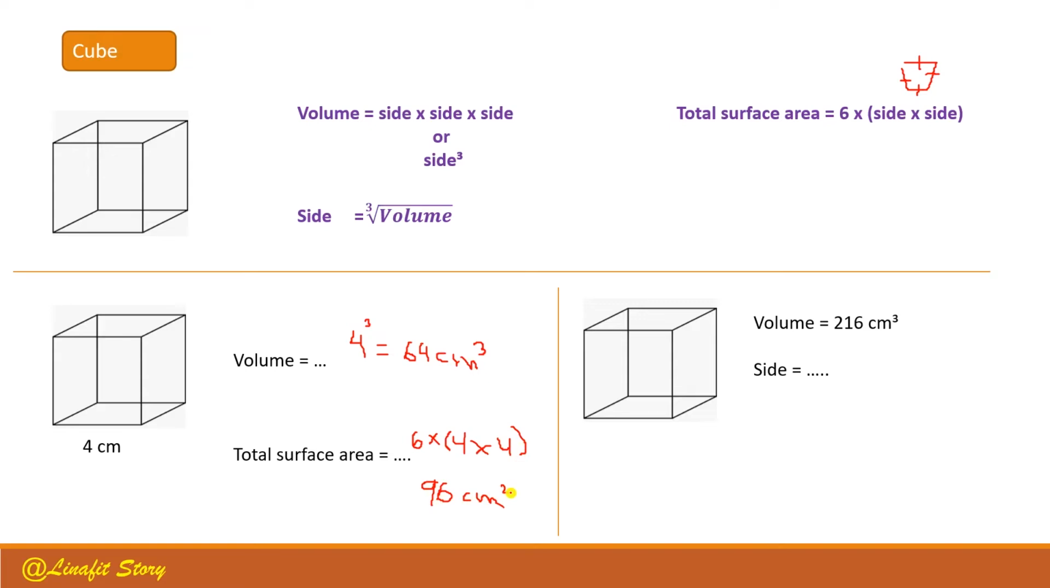And then how to find the length of an edge of a cube? Given that the volume of a cube is 216 cubic cm, what is the length of any one of its sides? So to get the side is find the cube root of the volume. The cube root of 216 is equal to 6 cm.